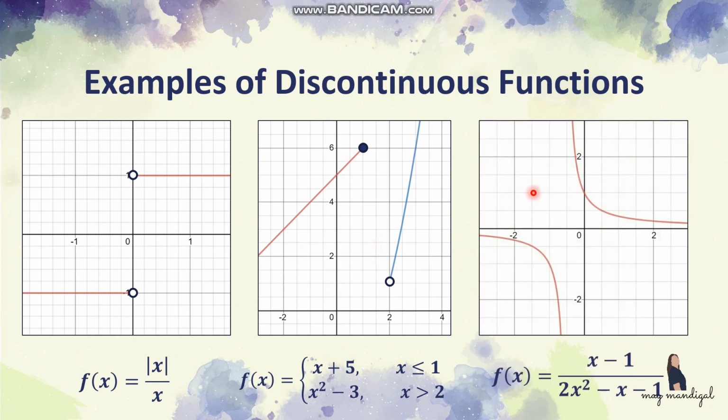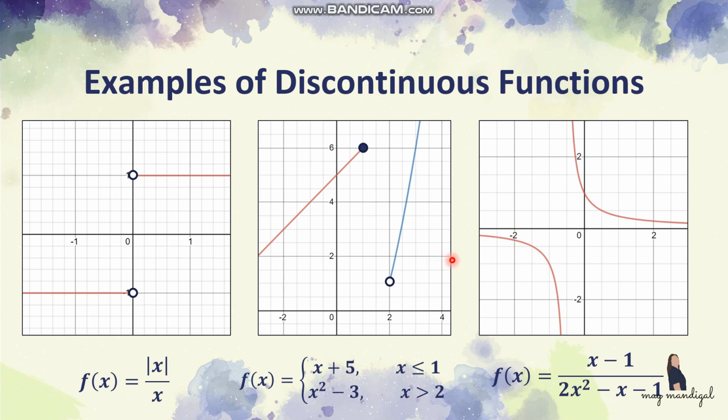And last, we can also have this kind of graph. f of x equals x minus 1 all over 2x squared minus x minus 1. Although there are no holes in our graph, as you can see, there is an asymptote. So that is also considered as discontinuity in our graphs. I can trace it without lifting my pen on this part, but I have to lift my pen if I want to trace the other part of the graph. So these are examples of discontinuous functions.